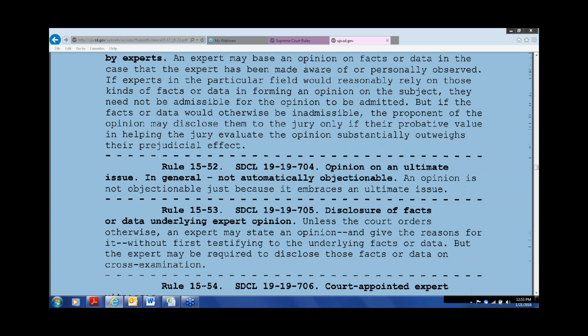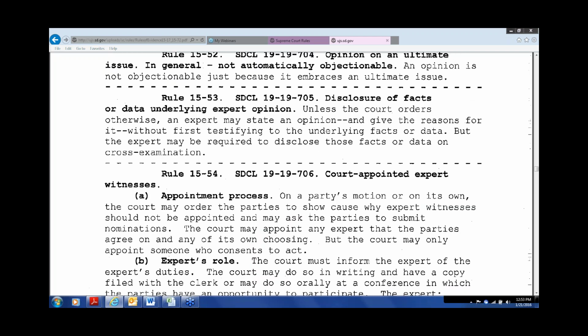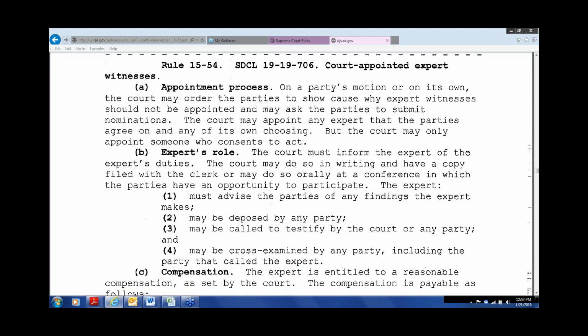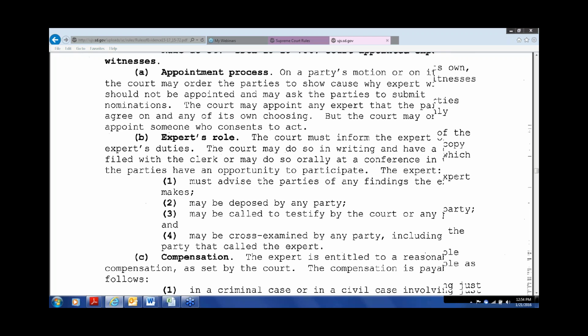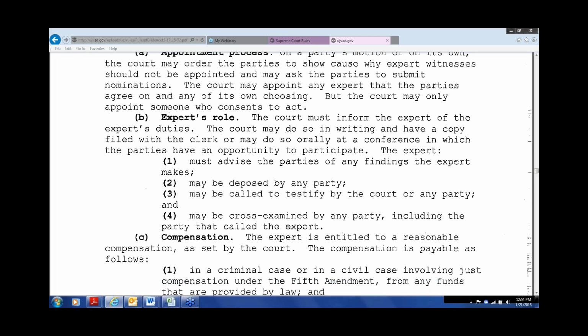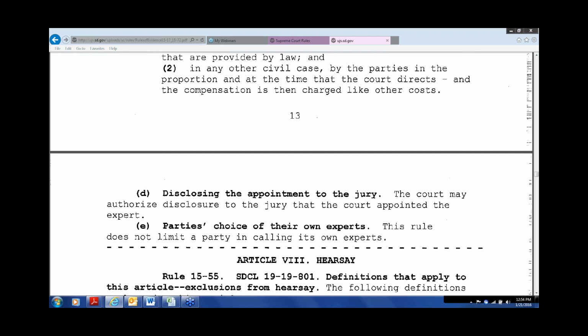Also, in Article 7, you can take a look on your screen at 706, and this deals with court appointment of expert witnesses. The evidence committee did not really look at this as an area of potential change, and I think our committee was fine with the way the rule was already in place. But the South Dakota Supreme Court on its own noticed this for hearing, and they adopted the federal version of 706(a) through (e). So you'll see on your screen that those sections of the rule now track the federal version, and I don't think it was controversial, but that was one that the court went for on its own.